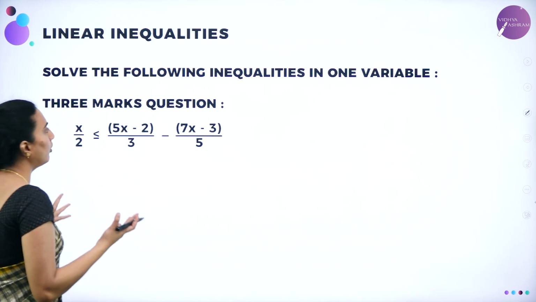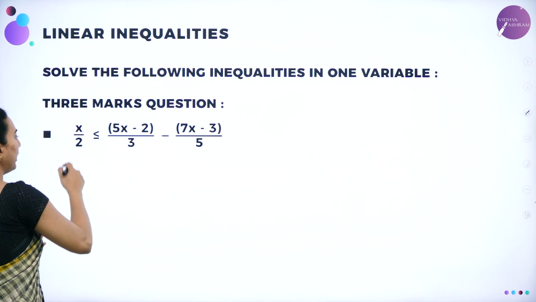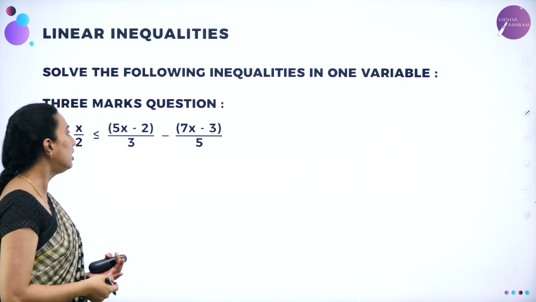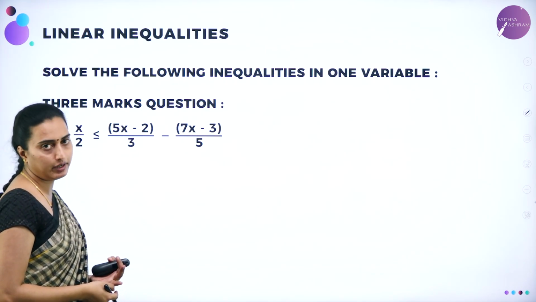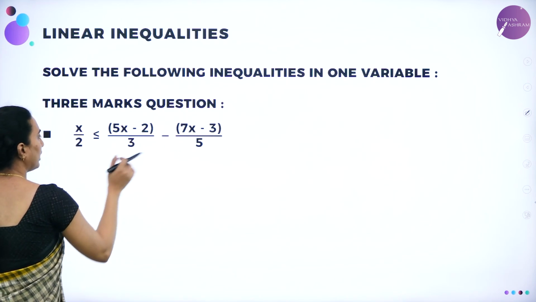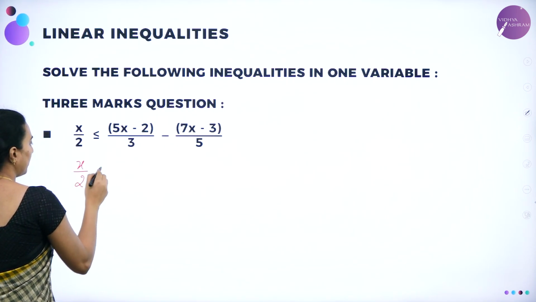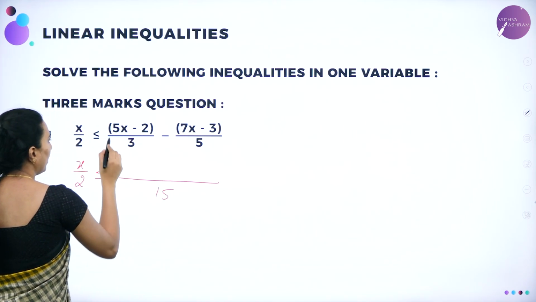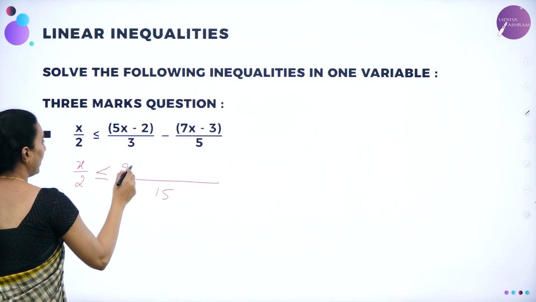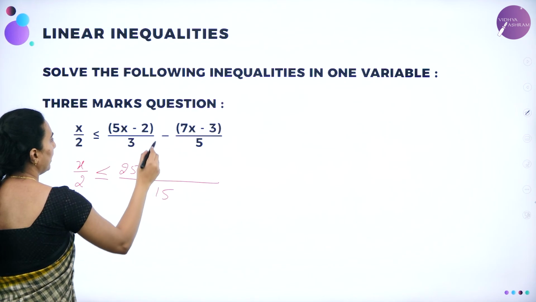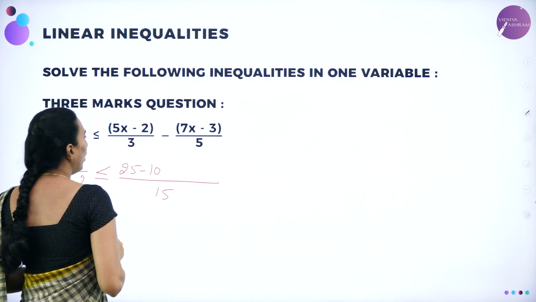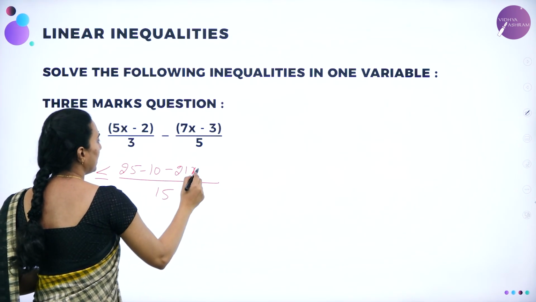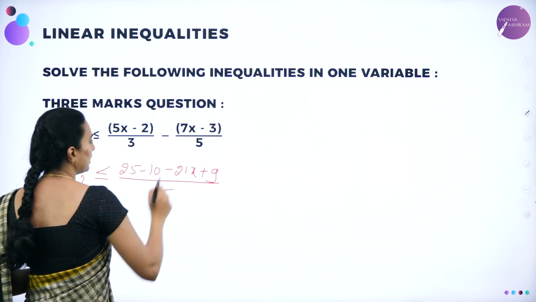What they have asked: solve the following inequalities in one variable. x by 2 is lesser than or equal to 5x minus 2 divided by 3 minus 7x minus 3 divided by 5. Let me take the LCM on the right hand side. So x by 2 as it is, I am writing, is lesser than or equal to, LCM will be 15. Now you can have 5 5s are 25, minus 5 2s are 10. Again multiplying with the negative symbol of 3 again, 3 7s are 21x, 3 3s are plus 9, because minus into minus is plus.